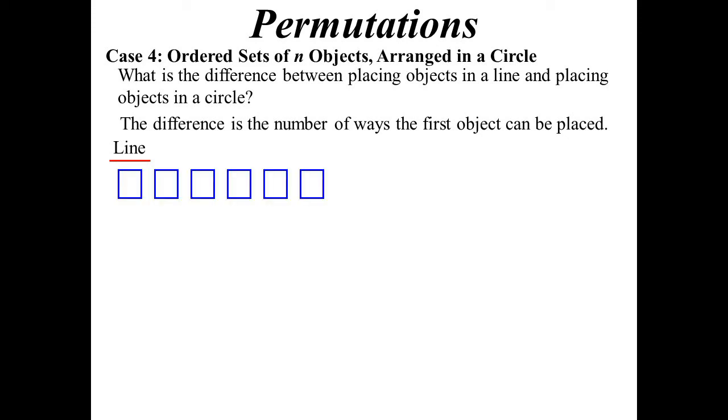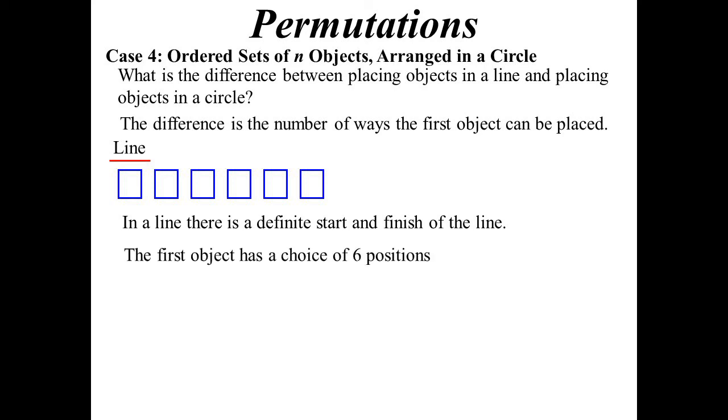The line, if you think of them all as positions, I can definitely say that's the start of the line and that's the finish of the line. I can name each position, not a problem. So when I get that first person for this situation, then there's 6 spots I could put that first person in. Because if I numbered those positions 1, 2, 3, 4, 5, 6, I've got 6 choices.